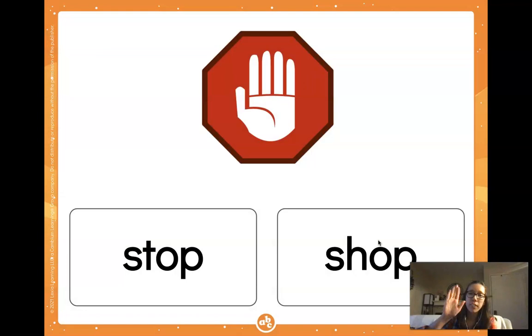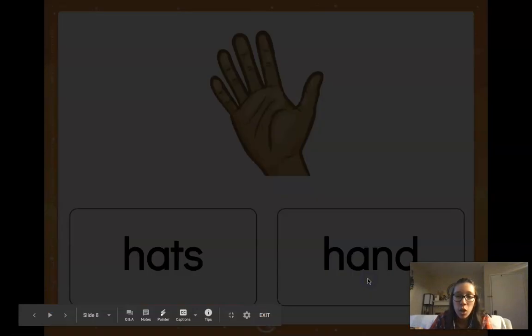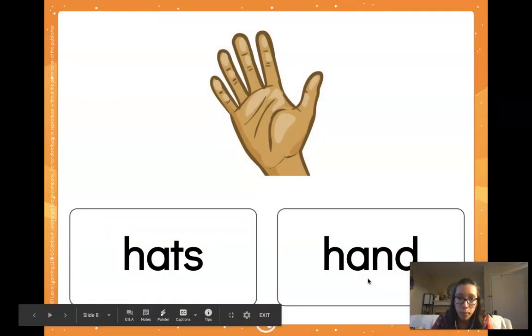This is a picture of stop. Look carefully at the words at the bottom. We have the word stop and the word shop. The word stop matches the picture. We know this because we can sound out that word. S-T-O-P. Stop. Since we know that SH says sh, we know that that word would say shop.